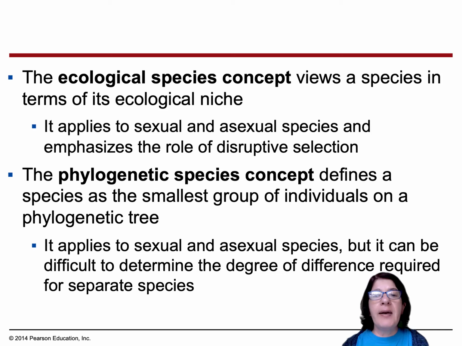And then there's the phylogenetic species concept. The phylogenetic species concept defines a species as the smallest group of individuals on a phylogenetic tree. We're going to see that once we start talking about phylogenetic trees. Again, it applies to both sexual and asexual species, but it can be difficult to determine the degree of difference required to separate species on a phylogenetic tree.